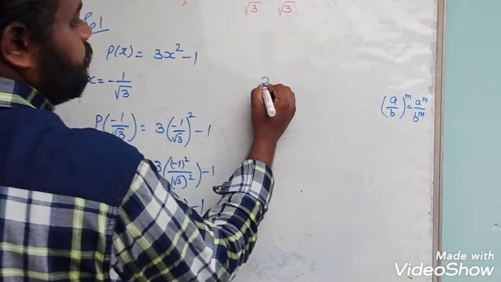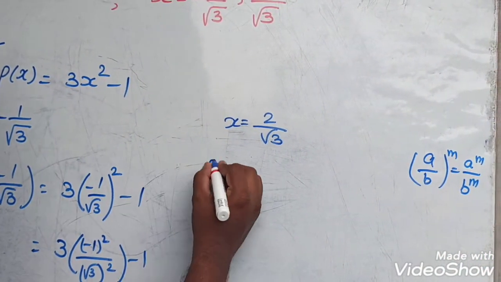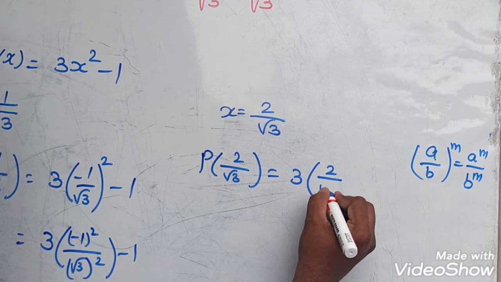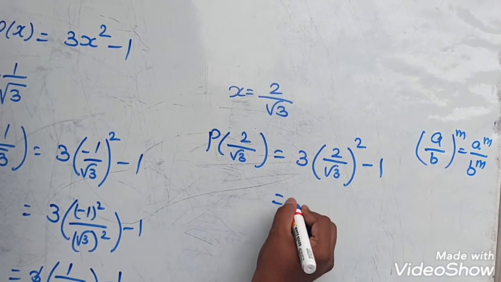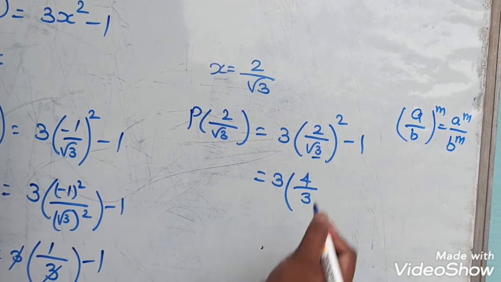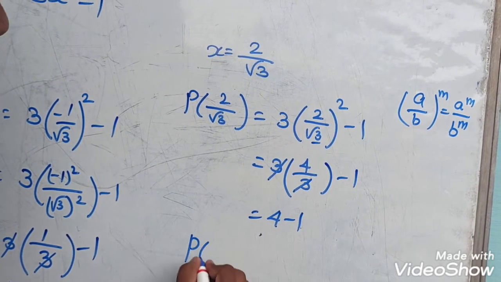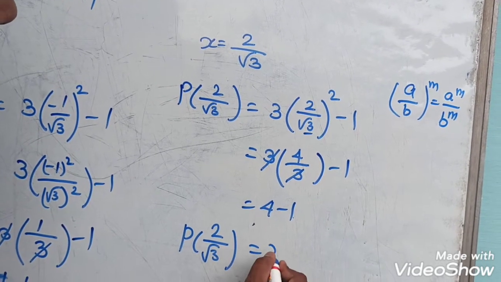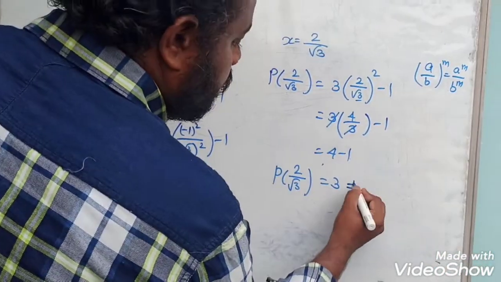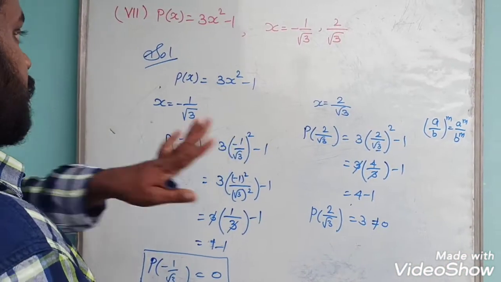Next, x equal to 2 by root 3. We substitute 2 by root 3 instead of x. P of 2 by root 3 equals 3 into 2 by root 3, the whole square, minus 1. So 3 into 4 by 3. 2 squared is 4 and root 3 squared is 3, so the 3s cancel. The remaining is 4 minus 1. So P of 2 by root 3, we get 3 as the answer. You have to see that this is not equal to 0. Now we conclude minus 1 by root 3 is a zero of the polynomial, but 2 by root 3 is not.